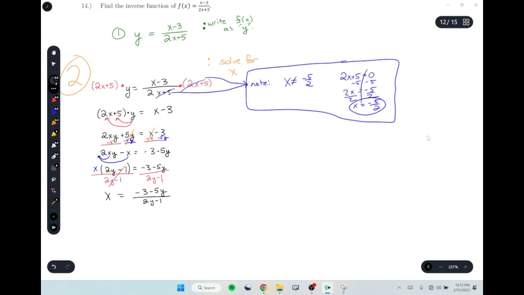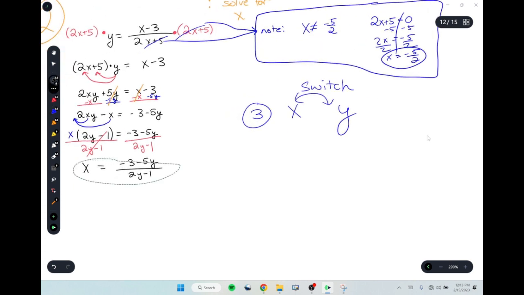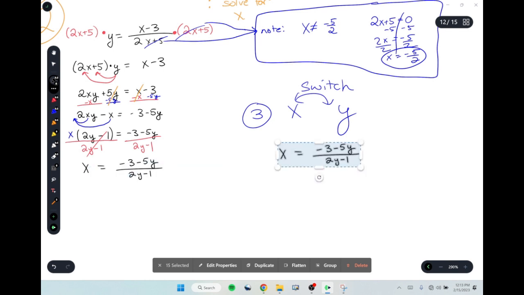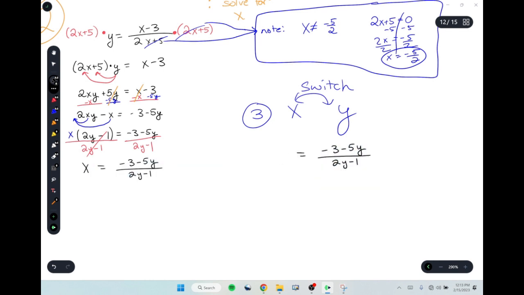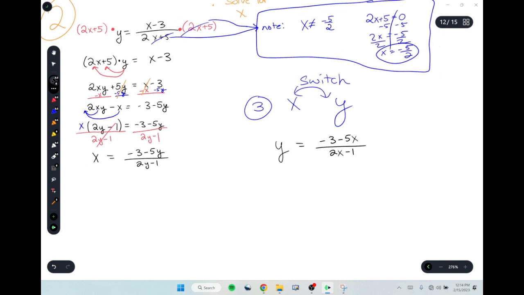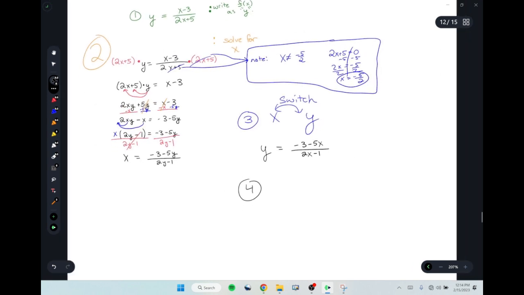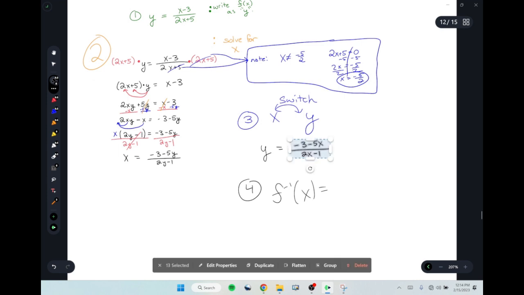What's step 3? Step 3 is switch x and y, right? So we actually end up with all of this, but x's and y's get switched. So that's a y. Those are both x's. And what's step 4? There was a step 4. Yep. F with the little minus 1, x equals all that.